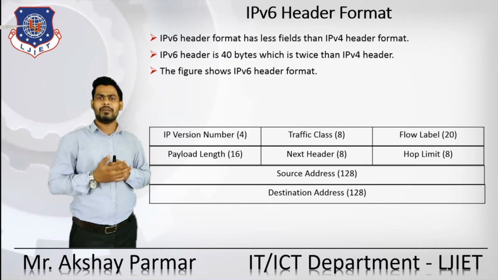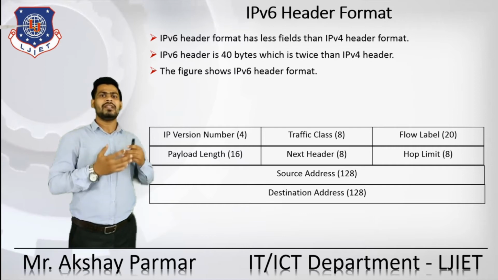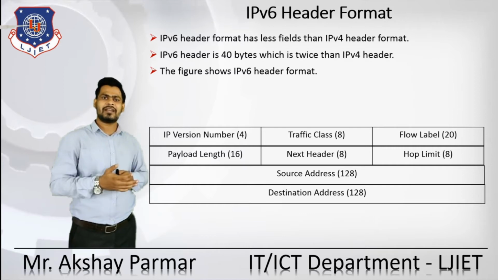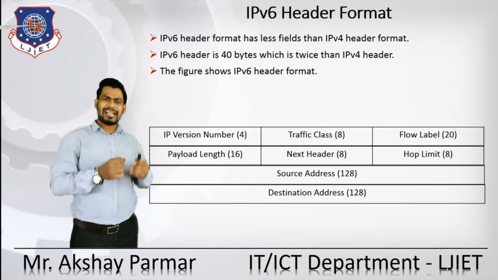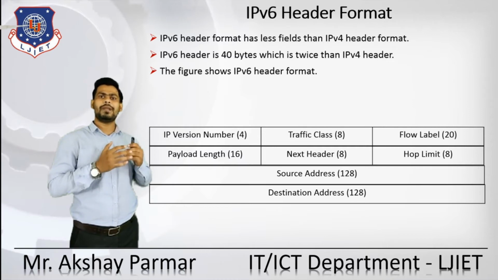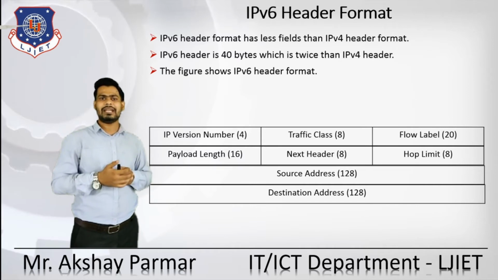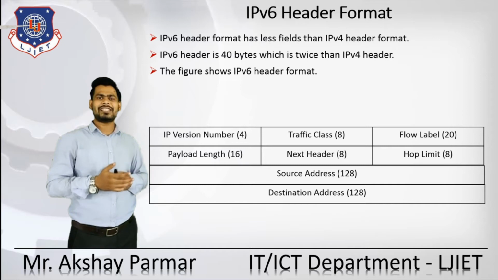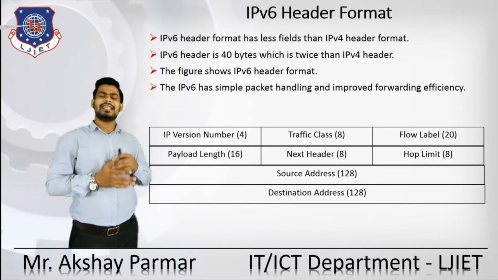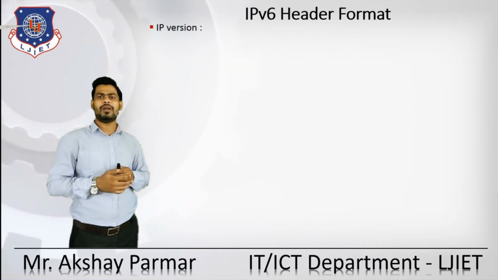The IP version number has 4 bits, traffic class has 8, flow label has 20, and payload length has 16. Next header has 8 and hop limit has 8 respectively. After that, the source and the destination addresses have 128 each. So let's see each and every term one by one.